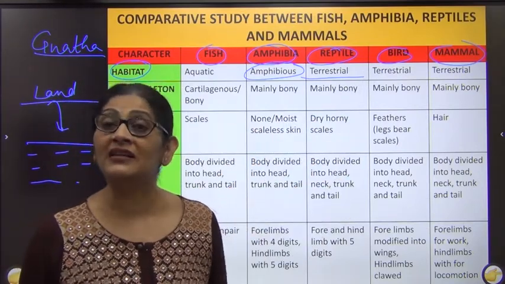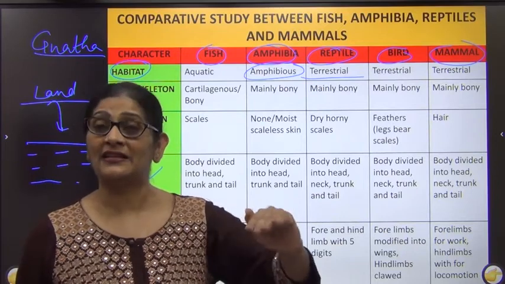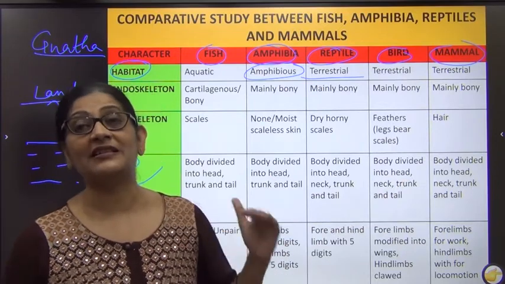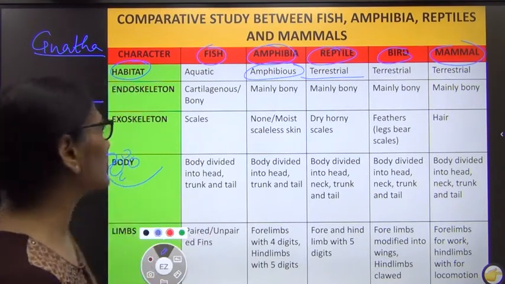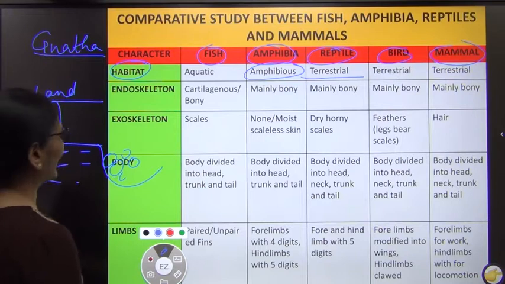They breathe through lungs, right? They lay their eggs on the land. That means they are terrestrial. Going to water was just an adaptation to avoid competition. Now next we will come to endoskeleton.